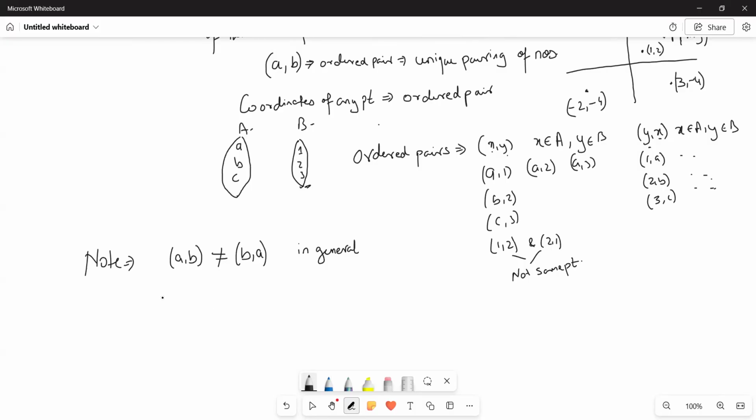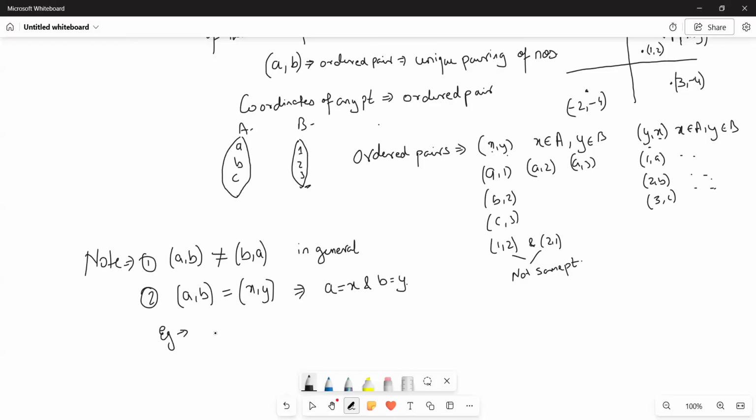But in case we are given that an ordered pair (A, B) is indeed equal to (X, Y), an ordered pair in the form (X, Y), what will this imply? It would imply that A is equal to X and B is equal to Y. If two ordered pairs are equal, then the respective elements must be equal.